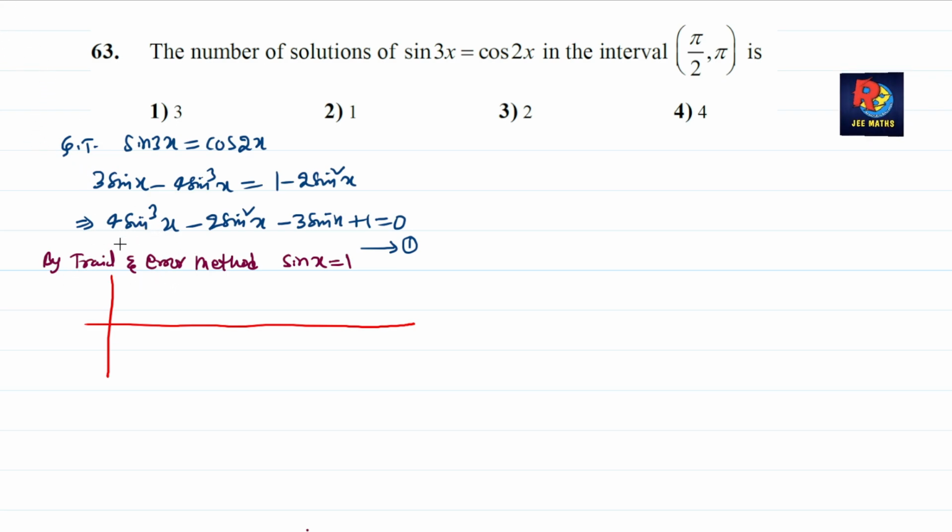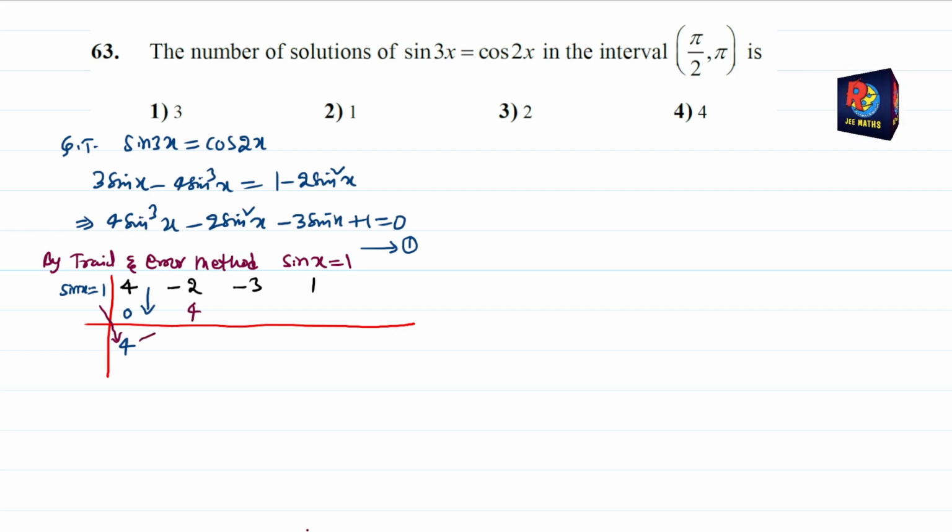We need to take the coefficients like this. The sin cube coefficient is 4. Next, the square coefficient is minus 2. Then the sin x coefficient is minus 3. Then the constant is 1. Now, by the trial and error method we assumed the sin x value is 1, so the first step I need to take here is 0. 4 plus 0 is 4. After that we multiply: 1 into 4 is 4.